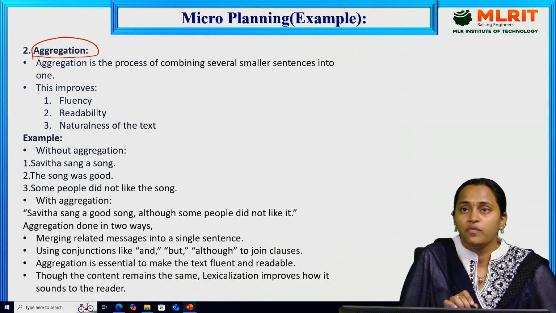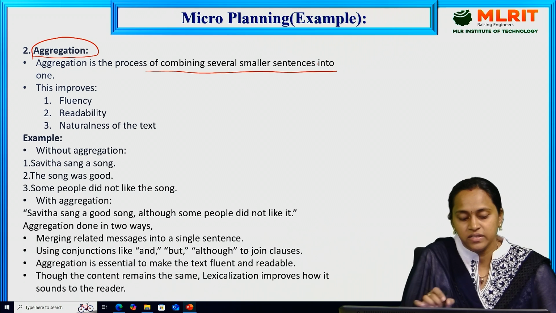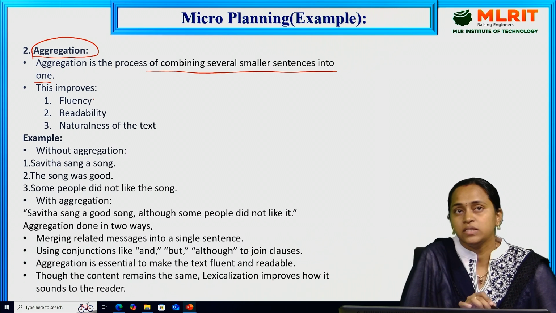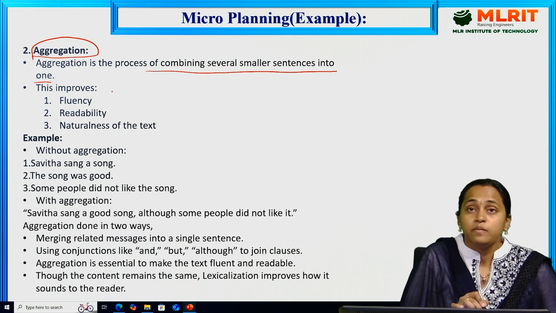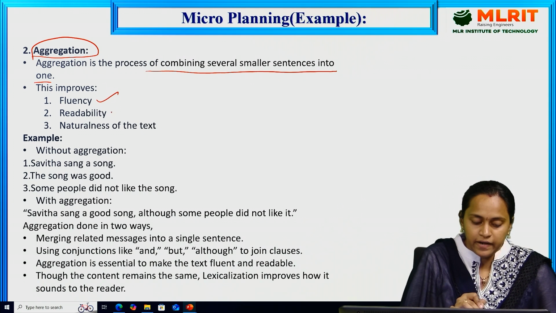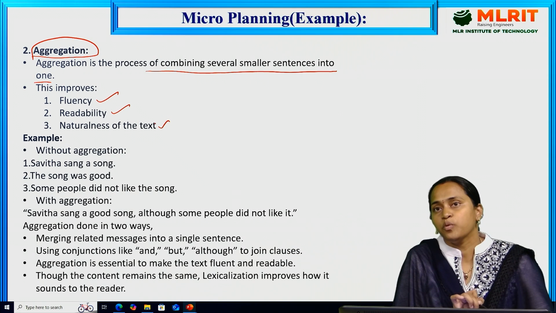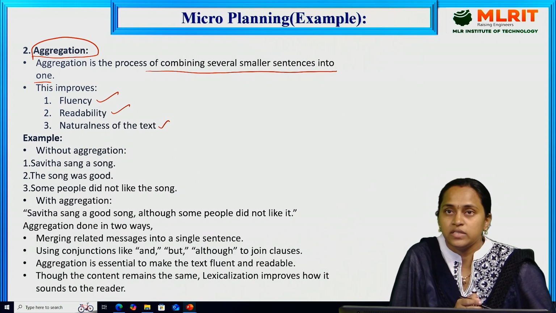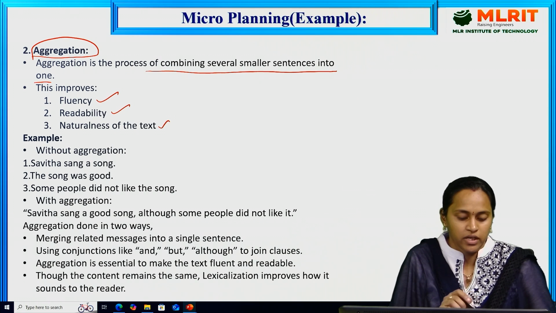What is the meaning of aggregation here? Aggregation is the process of combining several small sentences into one. Aggregation means we are combining some text into a single sentence, right? This improves the fluency, readability and naturalness of the text. It will improve the sentence fluency and readability, and the naturalness of the sentence, how natural it is to a human. It will tell us about it.